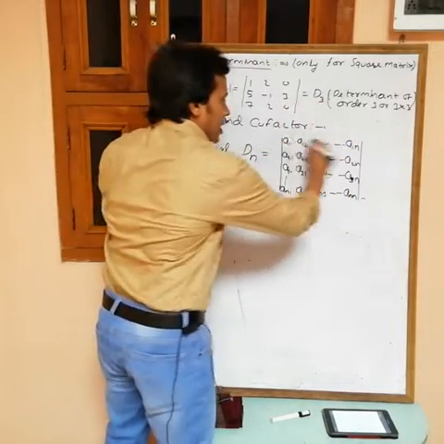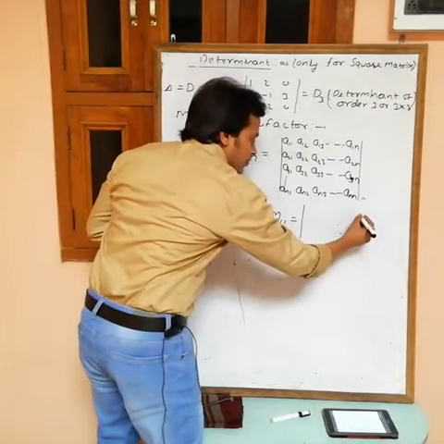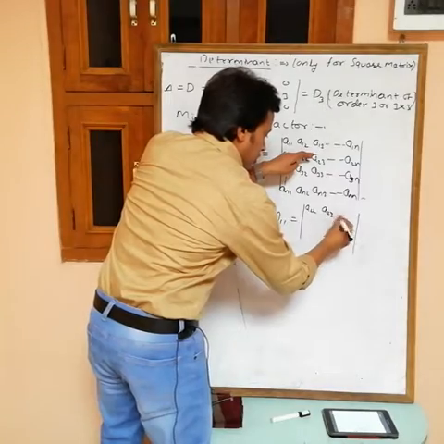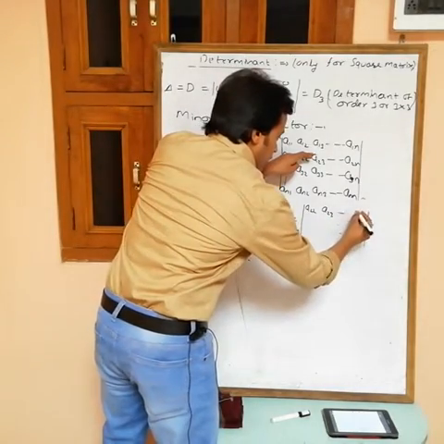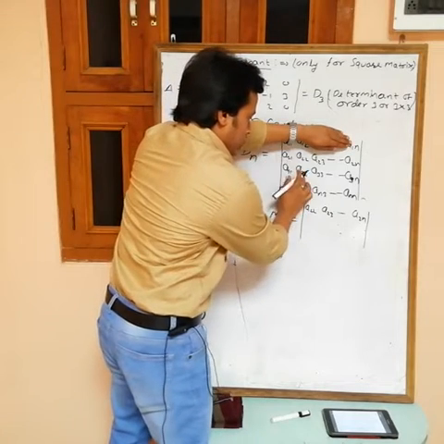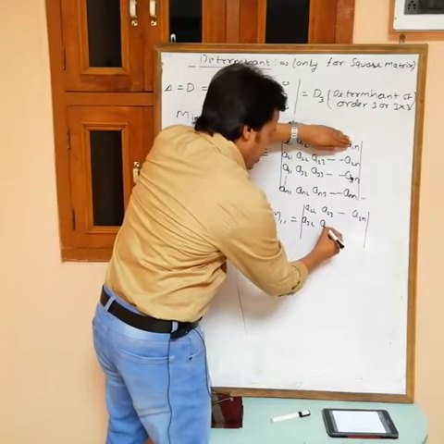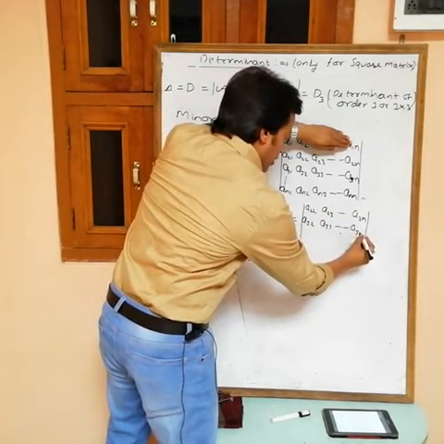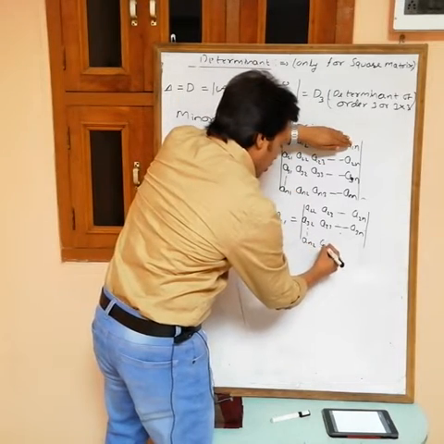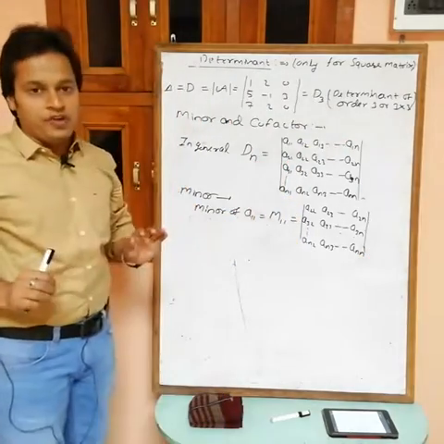If you hide the first row and first column, then these are remaining. The determinant of these remaining elements: A22, A23, at the end A2n. First row and first column we have to hide. Now after that, what we have? In the next row we start with A32, A33, A3n, and at the end An2, An3 and Ann. Okay, this is the minor of A11.